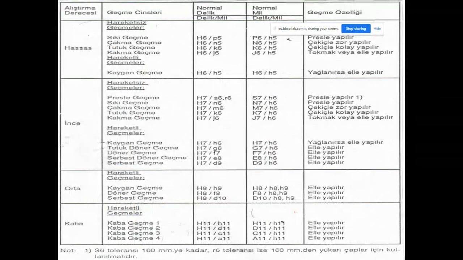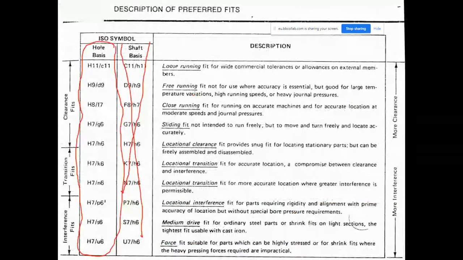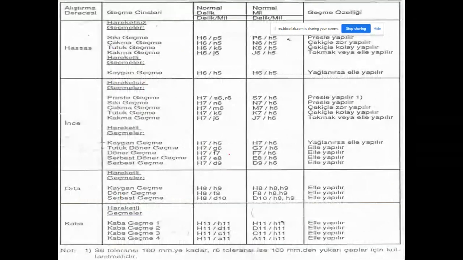Well, this slide is about Turkish vocabulary. In English, we say free running fit, close running fit, sliding fit, etc. In Turkish, our technicians say hareketli geçme, preste geçme, çakma geçme, kalkma geçme, etc. If you're interested, you can refer to this slide.